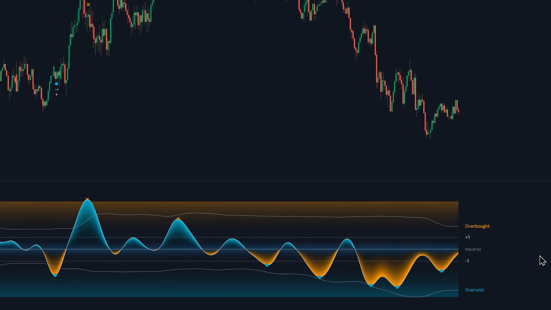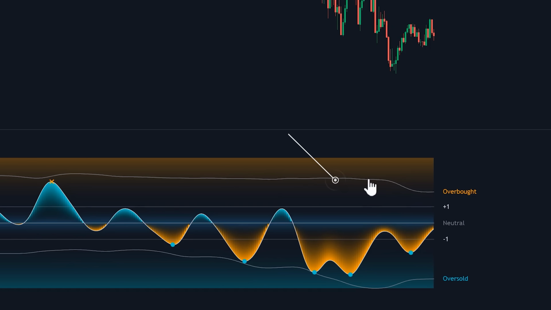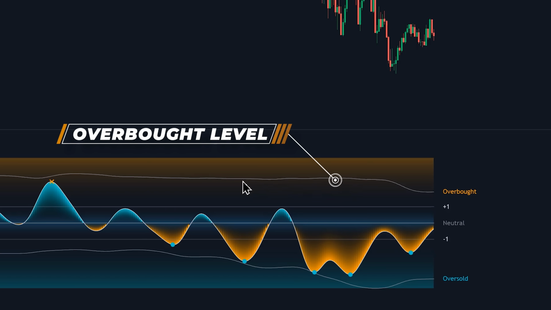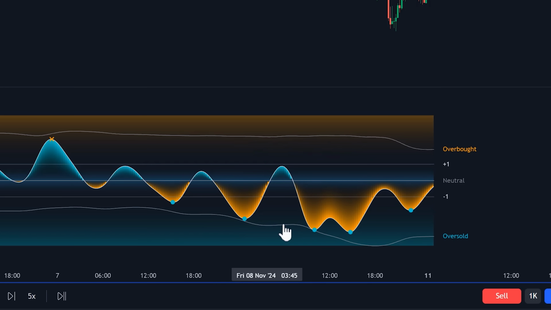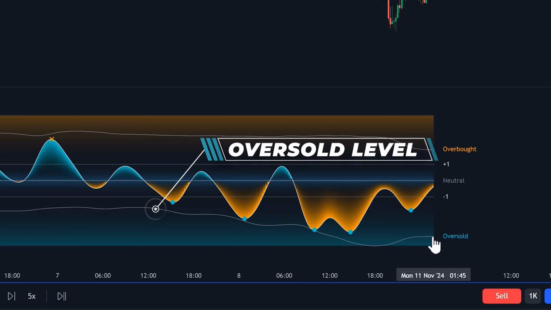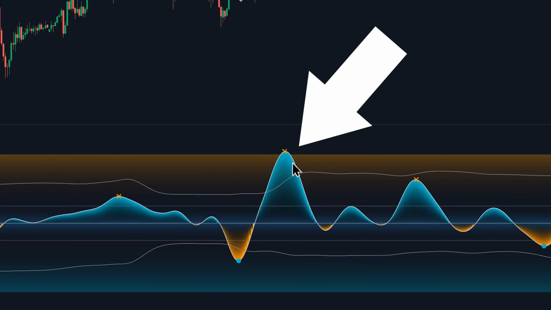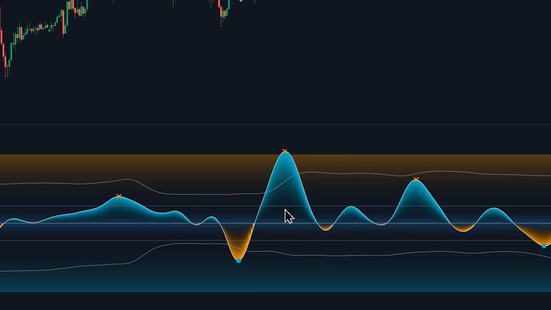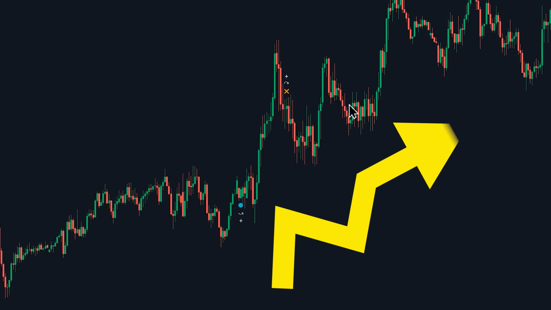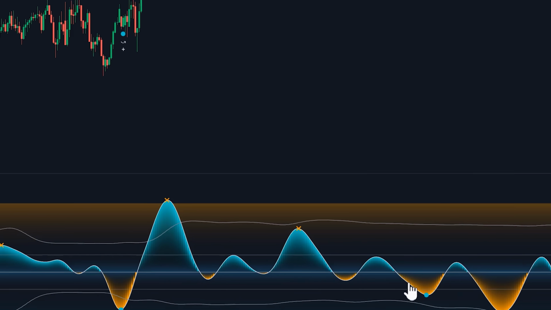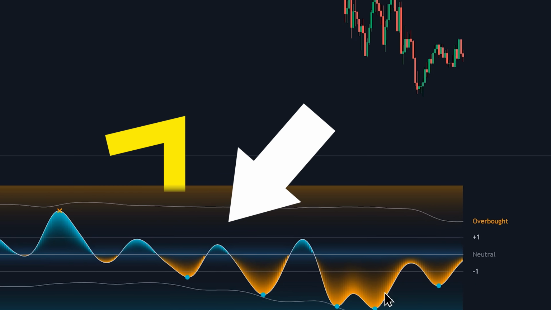First up, you can see we have an overbought level at the top, which is this line traversing the indicator window, and then at the bottom we have an oversold level. The main component of this indicator is this oscillator that changes color between teal and golden. Whenever this oscillator is colored teal, that indicates bullish momentum in the market. Conversely, if it's colored golden, like here, that indicates bearish momentum.